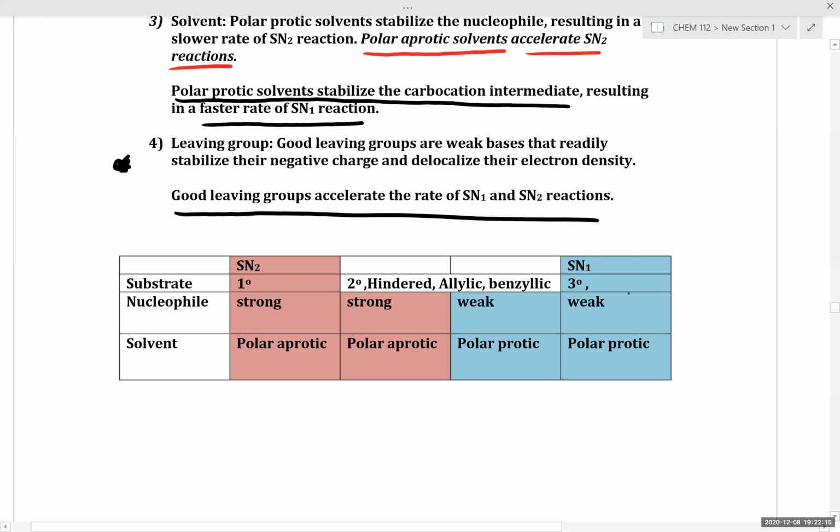Now, I don't want you to memorize the table. This table is just summarizing all of the ideas that we've talked about so far in these lectures for the SN1 and SN2 reactions. Does everyone understand why the table works and how to assess whether you're dealing with an SN1 or SN2 reaction? You start with your substrate and then you look at your nucleophile and solvent. Does that make sense? Perfect.